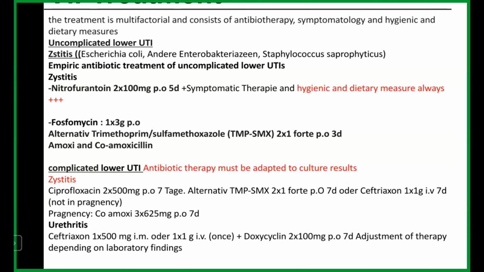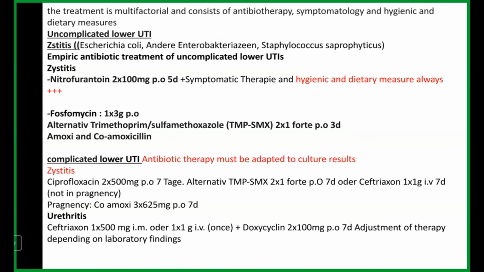So I want to make a summary. This is not complicated. You have to keep in mind today after this lecture that we have cystitis, which is the uncomplicated lower urinary tract infection. We give fosfomycin or nitrofurantoin. Fosfomycin, we give only 1 tablet, 3 grams, or nitrofurantoin, 200 milligrams, 5 days, plus symptomatic therapy, and we have to tell the patient how they have to take care of their body and especially the urinary tract. The complicated lower urinary infection.